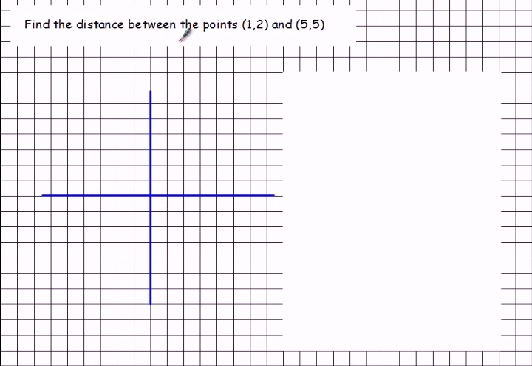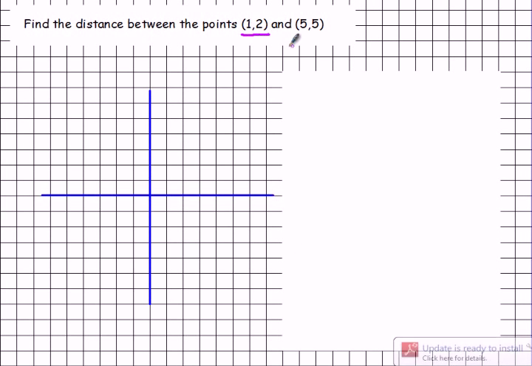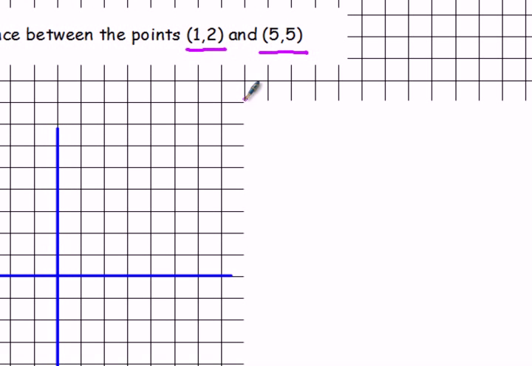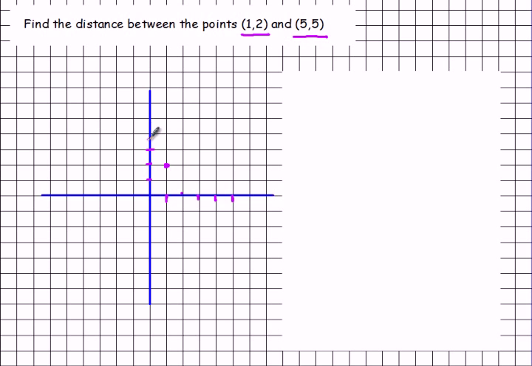Alright, in this lesson we're going to find the distance between the 2 points (1, 2) and (5, 5). So first of all, let's put the 2 coordinates on our axis. The point (1, 2) means 1 on the x and 2 on the y, so that's there. The point (5, 5) is 5 along the x, and 5 along the y. 1, 2, 3, 4, 5, 1, 2, 3, 4, 5. There's our 2 points here at (1, 2) and at (5, 5).